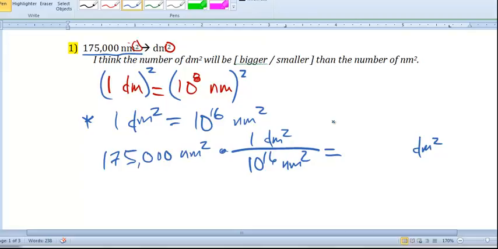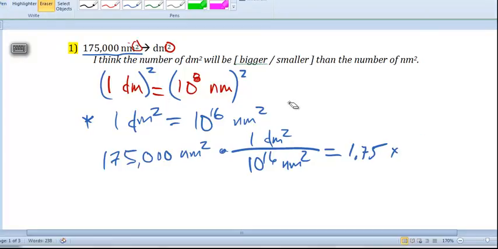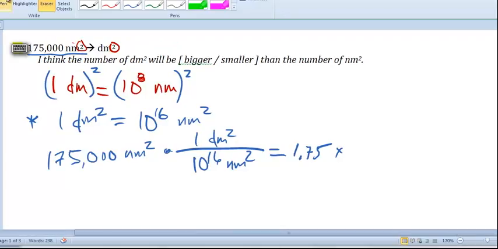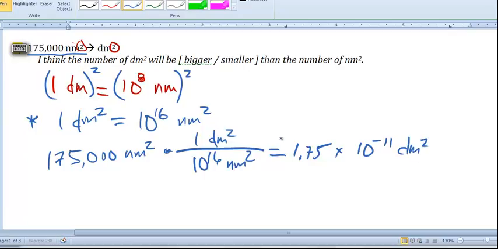Alright, so your setup should look something like that. And let me multiply this out here in real time. 175,000 divided by 10 to the 16th is 1.75. So the answer is 1.75 times 10 to the minus 11th power, and that's decimeter squared.